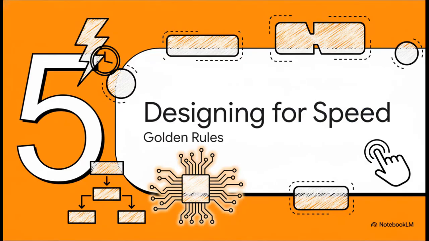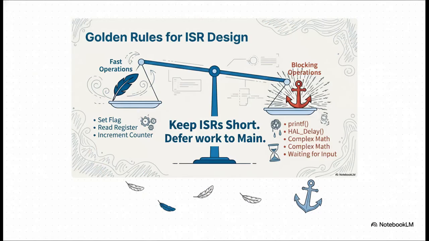So knowing how all this works is one thing, but actually designing software that uses interrupts effectively, that's a whole different ballgame. And there are some golden rules you absolutely positively have to follow. And the number one undisputed golden rule is this: keep your interrupt service routines short and fast. This visual metaphor is just perfect. An ISR should be like a feather. It gets in, it sets a flag or reads a value, and it gets out. Fast. It should never, ever be an anchor. Things like complex math or long delays are what we call blocking operations, and if you put those inside an ISR, you'll bog down the entire system.